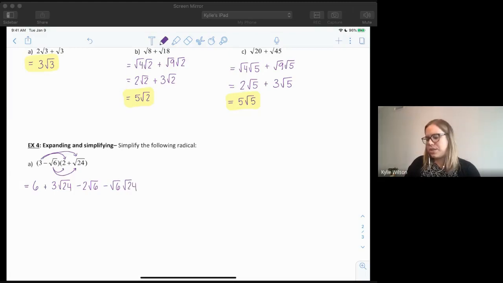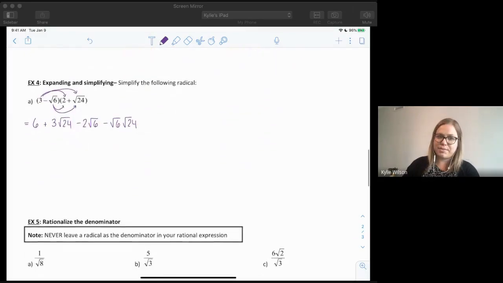So now what we're going to do is we're going to simplify these and see if there's anything we can start combining. So 6 is as simple as it gets, so we just leave that. Let's see if we can break down this root 24 into two different numbers, one of which being a perfect square. So in this case, that would be root 4 times root 6, because 4 and 6 multiply to 24. And then we have minus 2 root 6. Unfortunately, not much we can do with that root 6. And then we have root 6 times root 24.